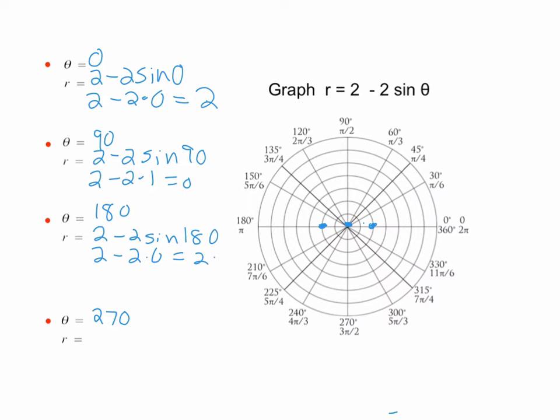And then last but not least, I'll have 2 minus 2 sine of 270. And the sine of 270 is negative 1. So I really have minus, then 2 multiplied by a negative 1. And then what happens is we have this negative and the negative 1 from multiplying, so you end up with 2 plus 2, which is 4. So when I'm facing straight down at 270, I actually need to walk out 4 steps.